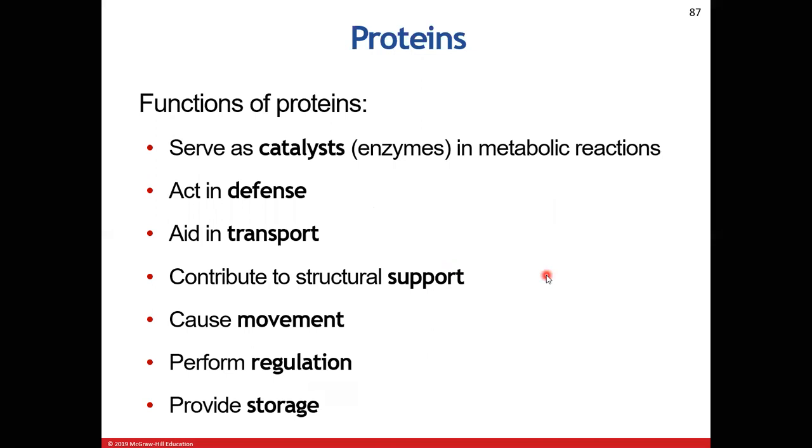So now what are some of the functions of proteins? Well, proteins, one, are going to serve as catalysts. So we typically refer to them as enzymes, things that speed up reactions, in particular metabolic reactions that we find within our bodies. They can also act in defense. They can aid in transport by getting things into and out of cells. They can contribute to structural support, in which we'll find a lot of these proteins within our plasma membranes. We can use them for movement, in which we have a lot of different motor molecules that are involved with that. They can perform regulation as well as provide storage. So a lot of different functions of proteins.